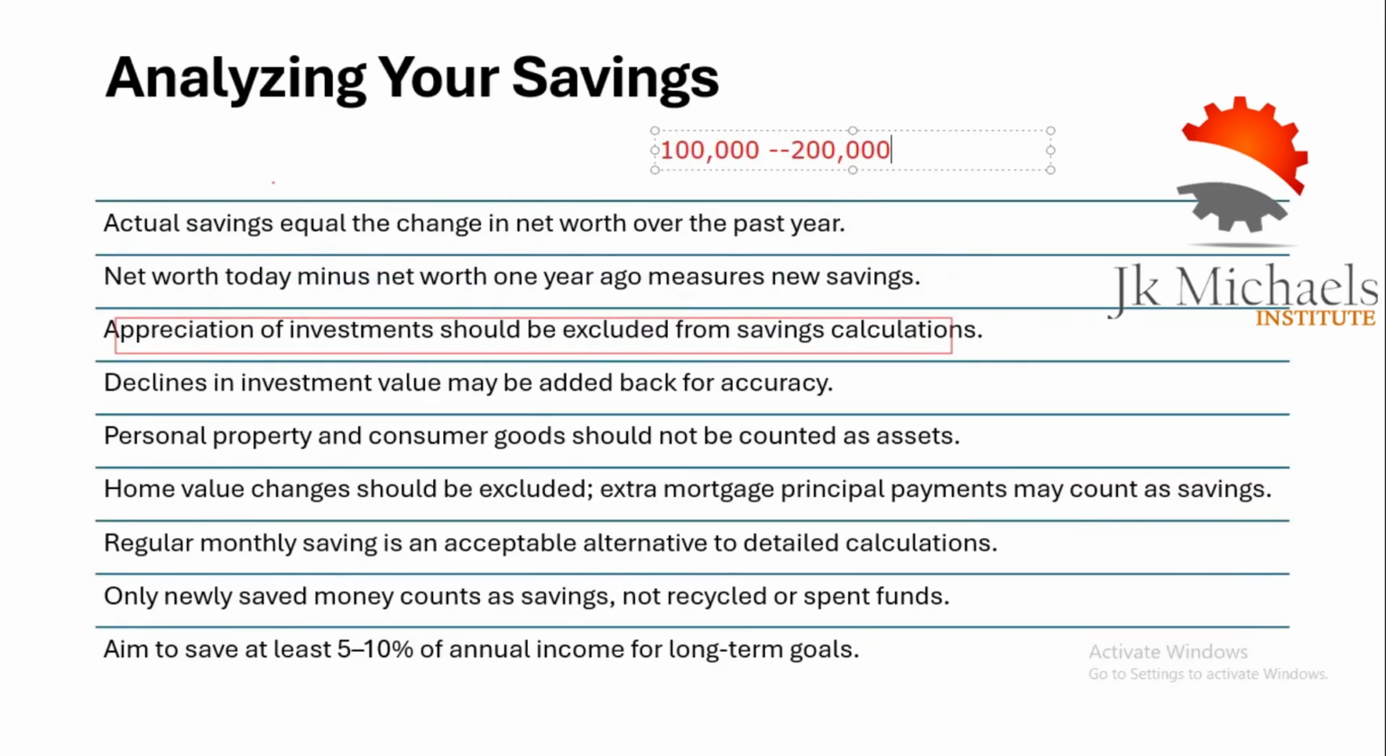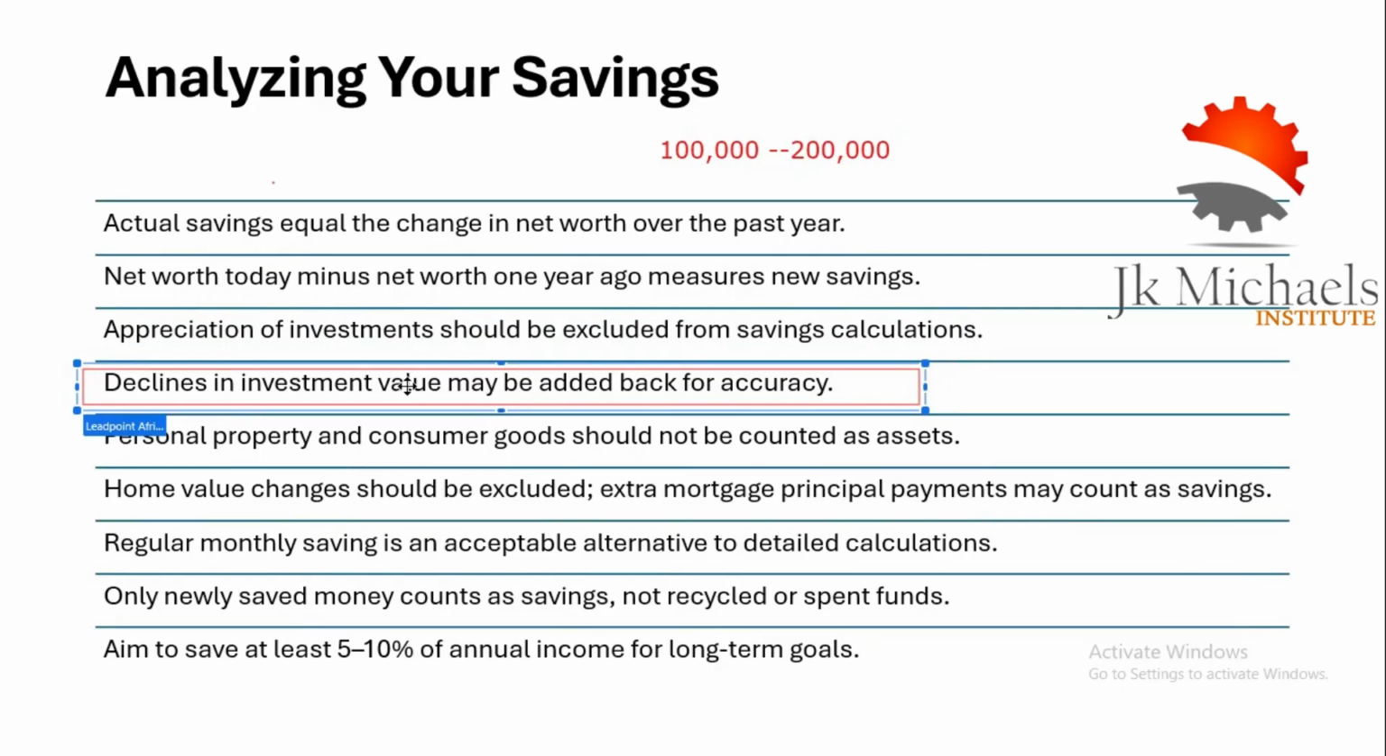If the asset increase is not based on savings increase or new money from your income expenditure statement, but rather the shares you bought gained 100%, that's appreciation of assets. You don't consider them when calculating how much you saved. Declines in investment value may be added back for accuracy. And then, of course, personal income.